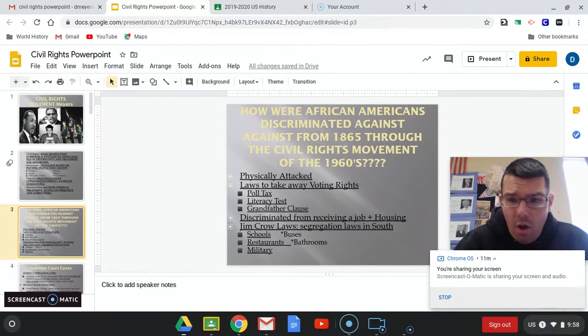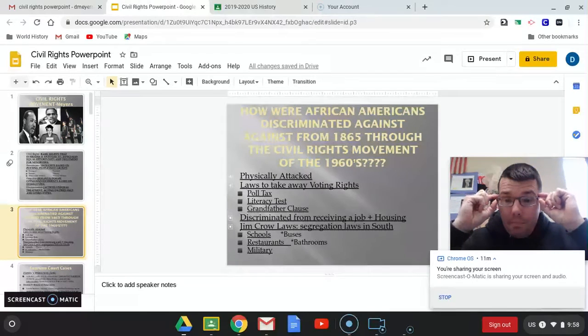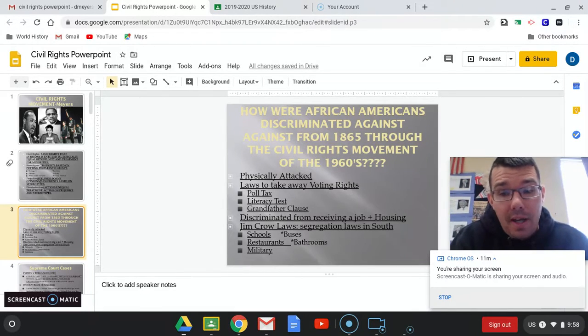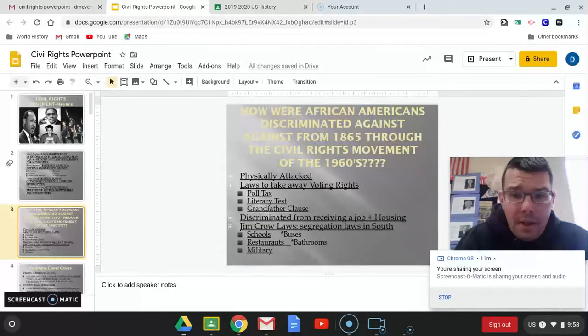These laws were prevalent all throughout the South. If you've seen 42, the documentary or the movie on Jackie Robinson, you would see that as well, where he, in some cases, couldn't play baseball with white players.